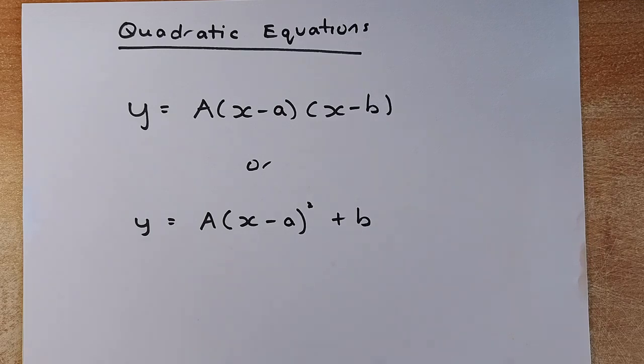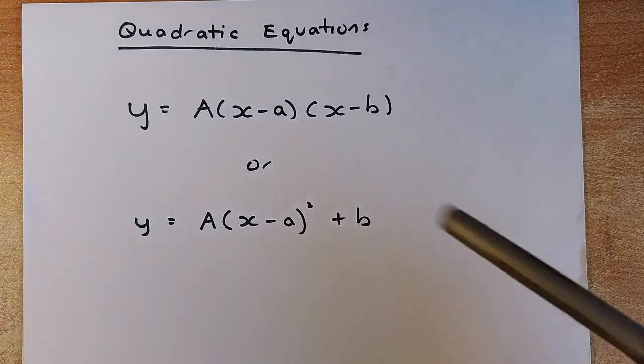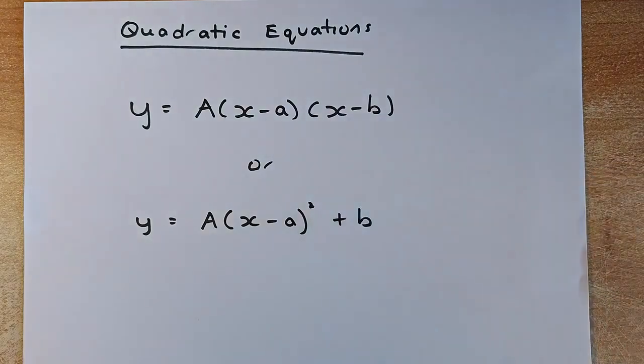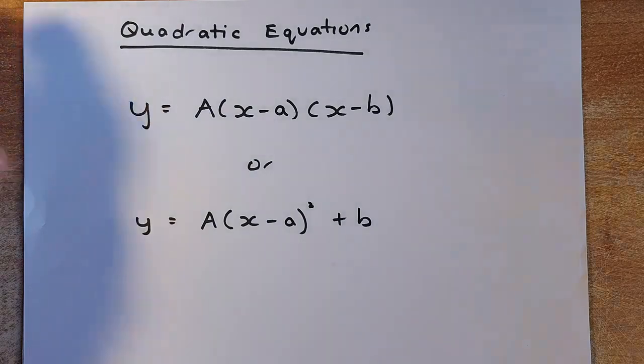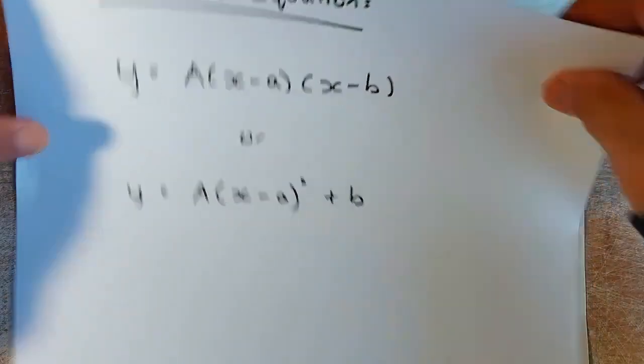So the equation can be formed using either the first form, which is called the factorized form, or the second form, which can be done on all quadratic graphs. So we shall do both and see which method you like. So we shall look at the 2017 exam first.